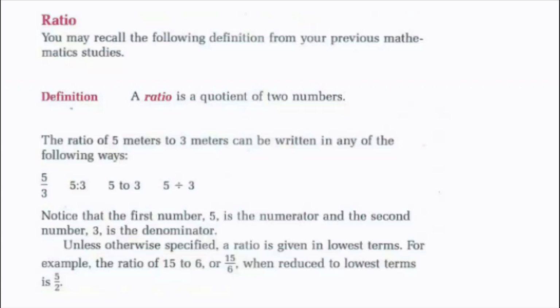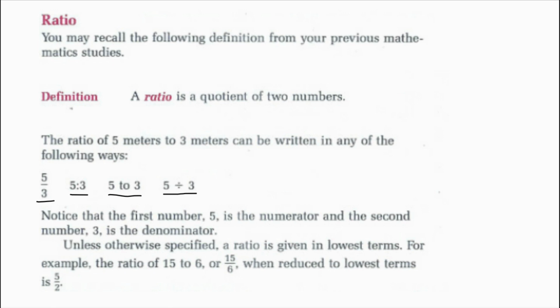A ratio is a quotient of two numbers. We can write ratios many different ways. Let's look at the ratio of 5 meters to 3 meters. We can write this as a fraction, 5 over 3, separated with a colon, 5:3, with the word "to," 5 to 3, and with the division sign, 5 ÷ 3. Our first number 5 is the numerator, and our second number 3 is the denominator.